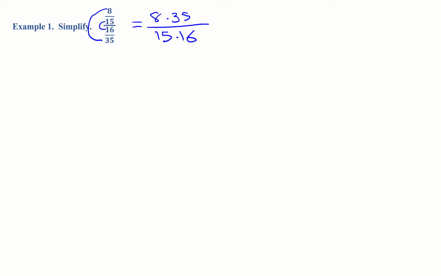So notice that 8 goes into itself once, into 16 twice. 5 goes into 15 three times, and into 35 7 times. So we can see that on the top we're left with 1 times 7, which is 7, over 3 times 2, which is 6. And that's how you simplify a complex fraction like that.